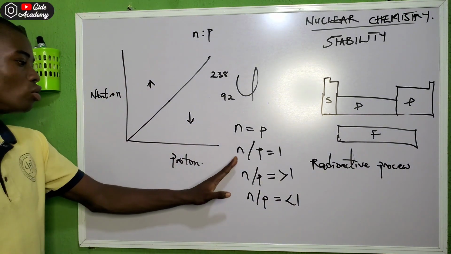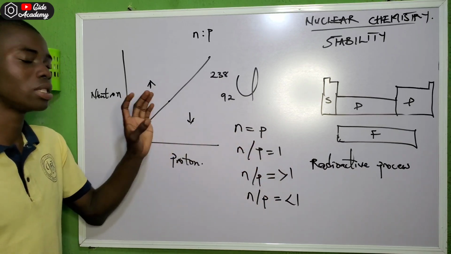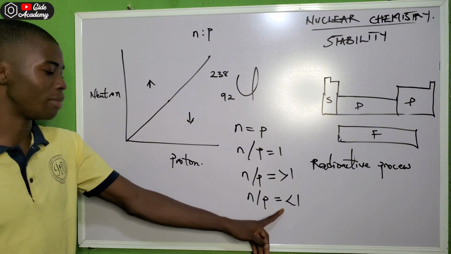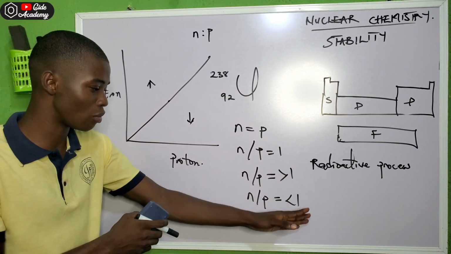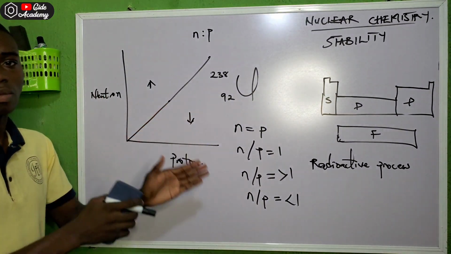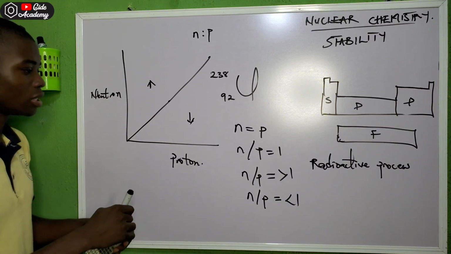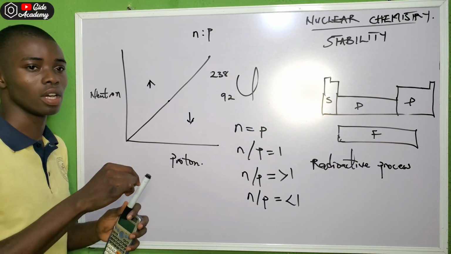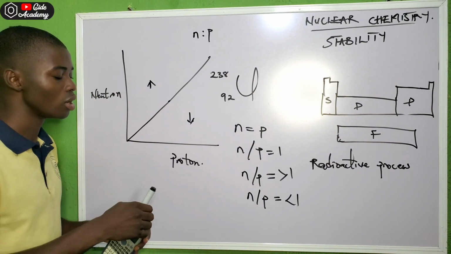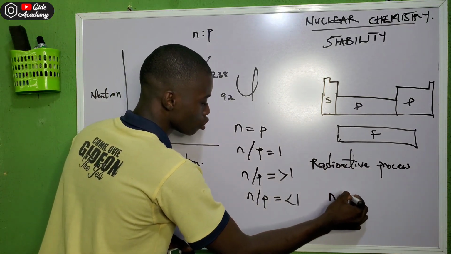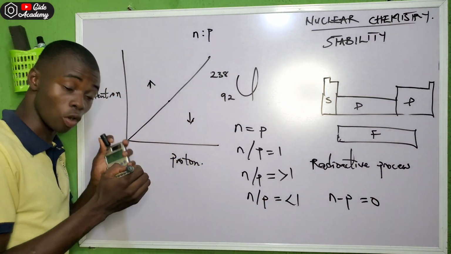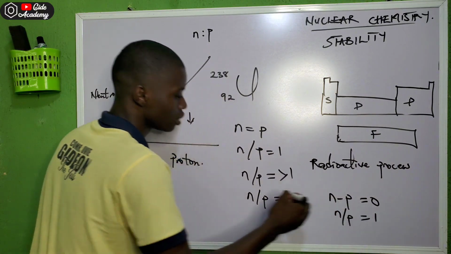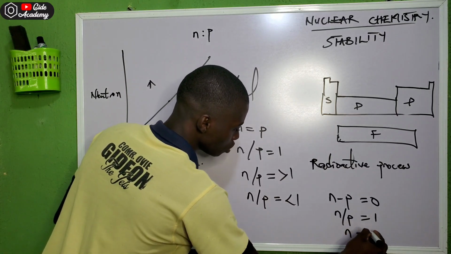So this is what you do: neutron divided by proton equals 1 means it is stable. If neutron divided by proton is greater than 1, it will be above. If it is less than 1, it will be below the stability belt. Let me say this again: for a nuclide to be stable, I repeat, for a nuclide to be stable, the neutron minus proton equals 0. That's a condition. Number two, the neutron divided by the proton equals 1. Then the last one, the neutron equals the proton.